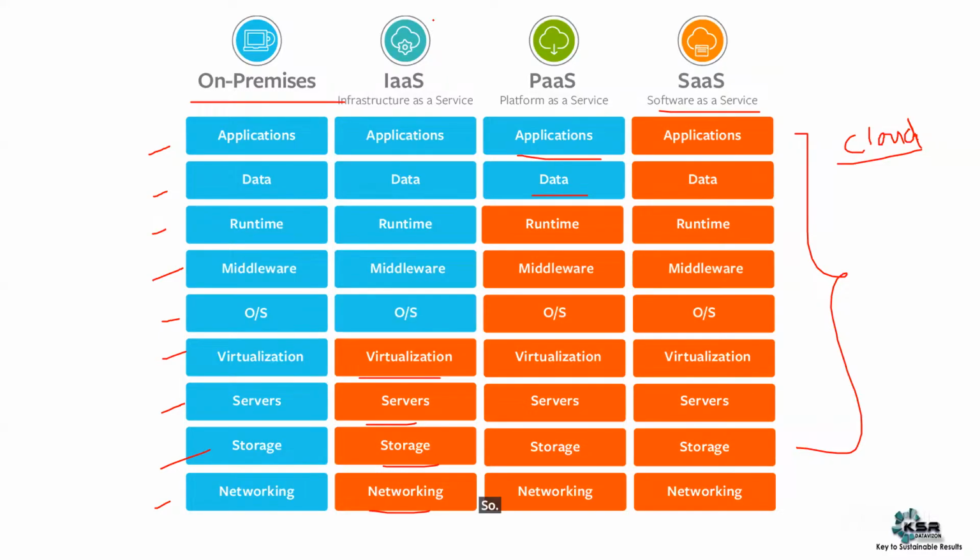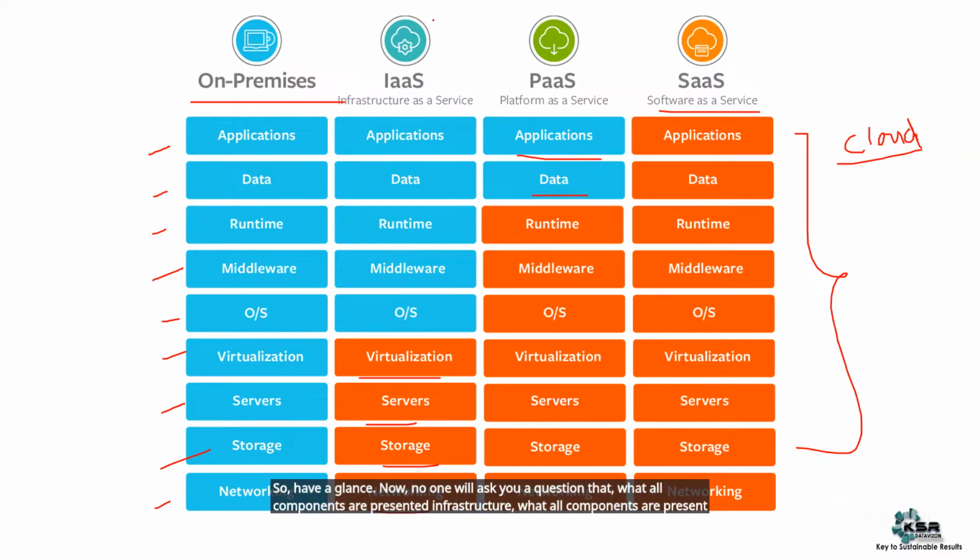So have a glance. No one will ask you what components are present in infrastructure, platform or software. The only thing you need to understand is how infrastructure is managed, how platform is managed, and how software is managed. With software, you need not manage anything, because it's a finished product. From the cloud point of view, you are the complete owner of that app. But if you're a user, you can only download that app and use it. You can't change anything in that app. You can suggest some changes and review it. Apart from that, nothing can be done.